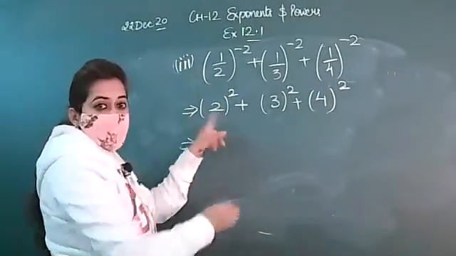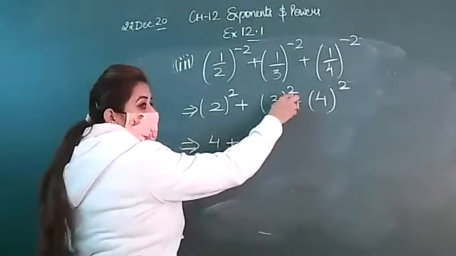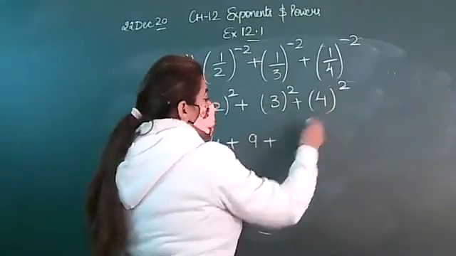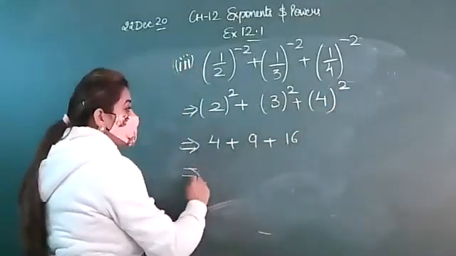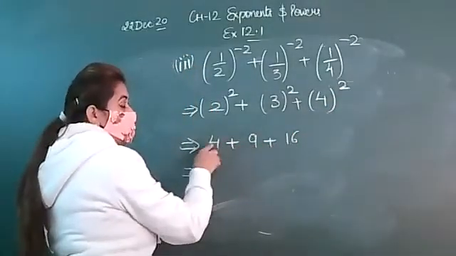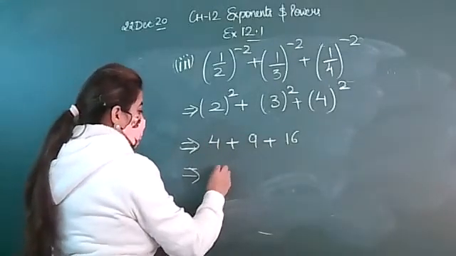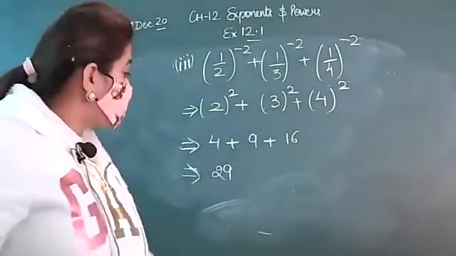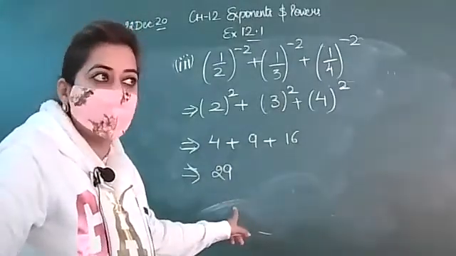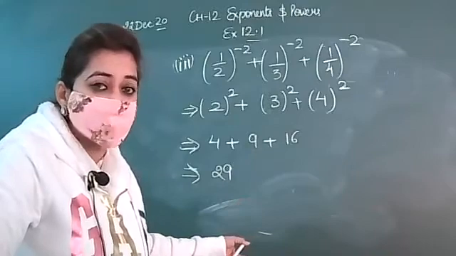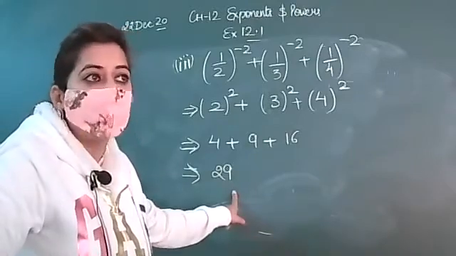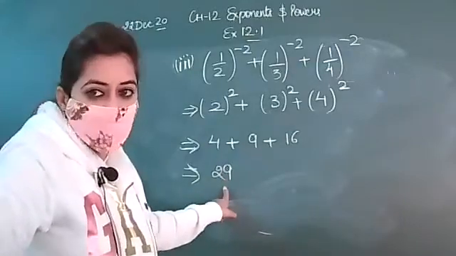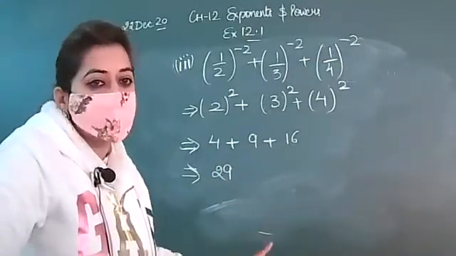Now, 2 square is your 4. 3 square means 3 multiplied by 3, that is 9. 4 square is 4 into 4, that is 16. So when you add them, this will give you 25 plus 4, that is 29. So this is your answer of this question. But if the question is to simplify and write in the exponential form, it's not possible for us to write it in the power form because this is a prime number. You can't make the factors of this. So the question is of simplify only.